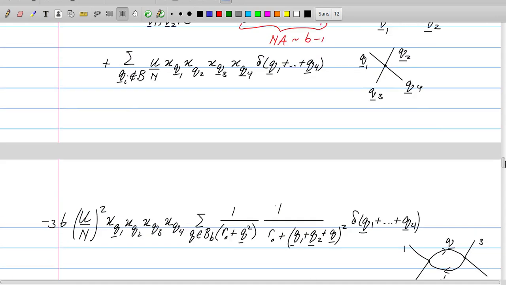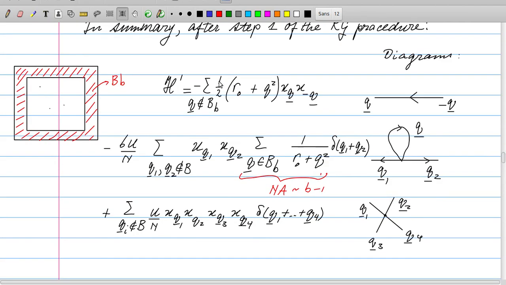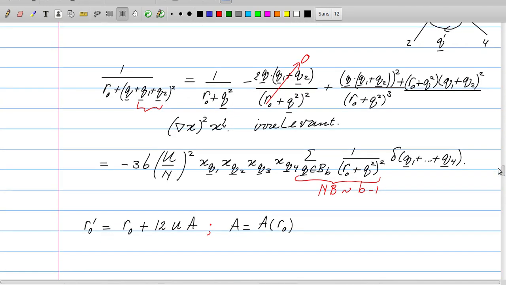Going back to the equation, we can still check that. So we should have the 1/2. So this term should acquire a factor of 12, 12 times u over n. And the n is compensated by this. And we have the a and we have the u here. So that gives rise to this equation: R0 primed is R0 plus 12ua. And that is the equation which describes what happens in the first step of the renormalization transformation.